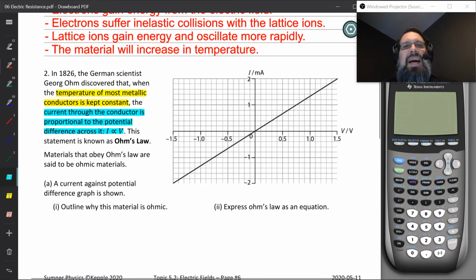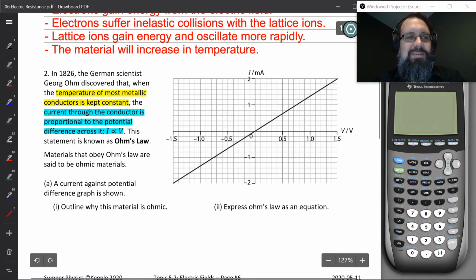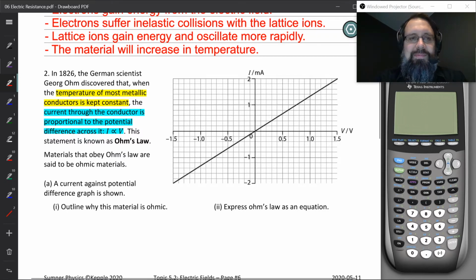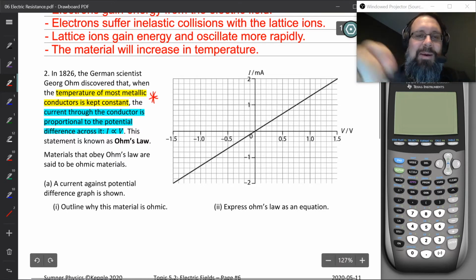Now here's the thing, it's not really a law, right? Because it just said right there, this isn't always true. So it's not a law because it's not something that's always true. When is the only time that Ohm's law is actually true? This is a question for you guys. When is Ohm's law true? The only time that it applies is when the temperature is constant.